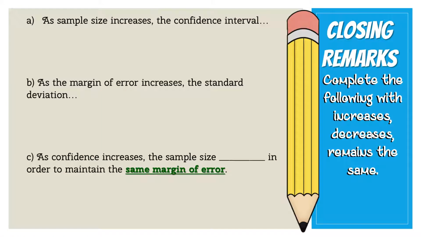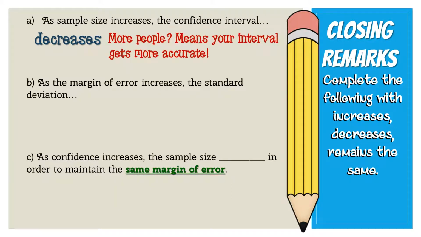All right, closing remarks. Pause the video, try to answer these 3 little points, and again, read the directions on the side. All right, if you increase your sample size, hopefully your margin of error decreases, because if you're talking to more people, your interval is more accurate, you have less error. So with that said, if my margin of error jumps up, then the standard deviation is probably increasing. Your data has a lot more variation, therefore you have more error.